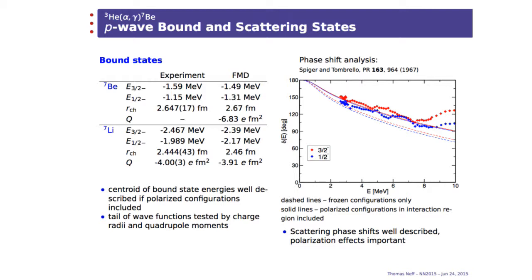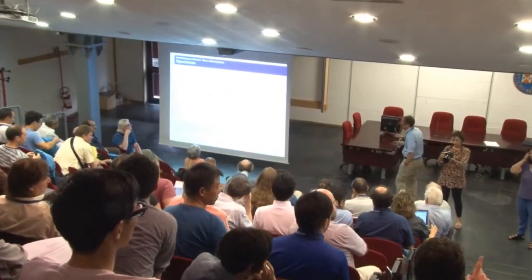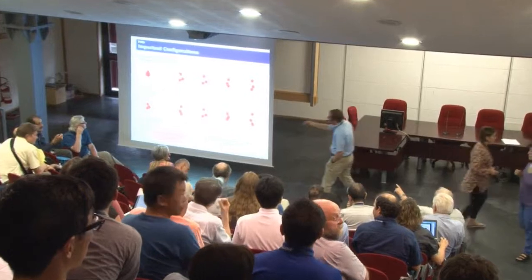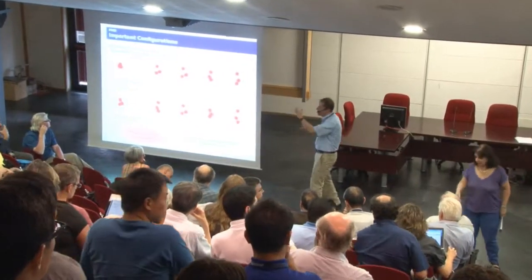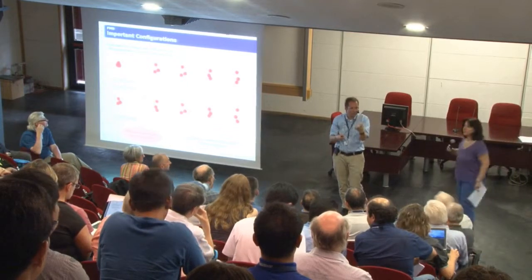You showed at the very end some shapes of the ground state which look like a pear or something like this. What is this? So this is like a triangular shape, this is the density of the intrinsic state, of course.